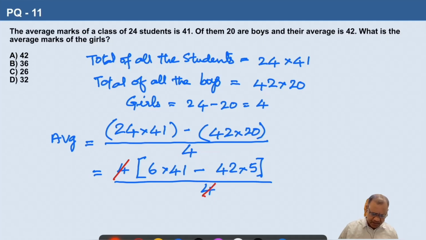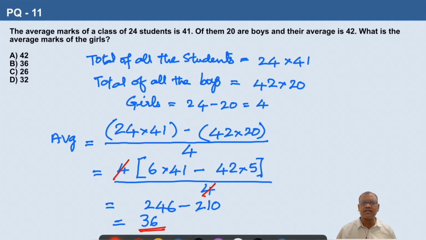So, what is remaining here? 6 times 41 is 246. 42 times 5 is 210. So, 246 minus 210 is 36. This is the average of the girls. 36 is the average of the girls. B is the correct answer, 36.